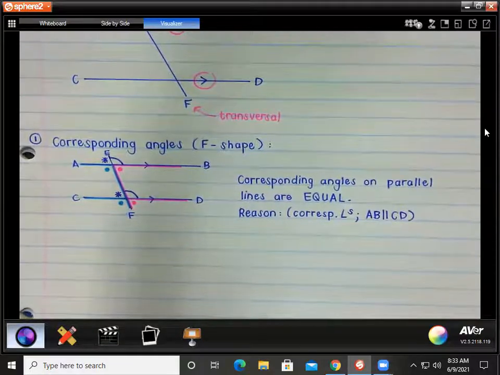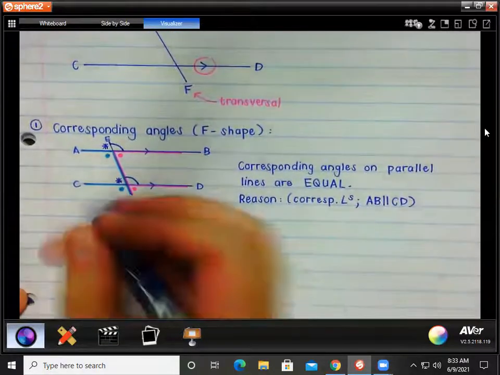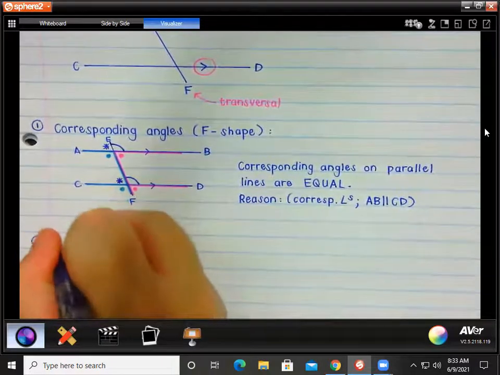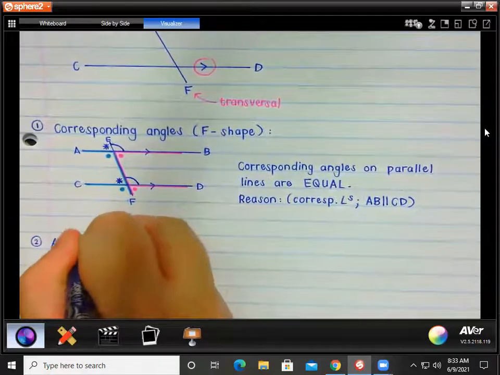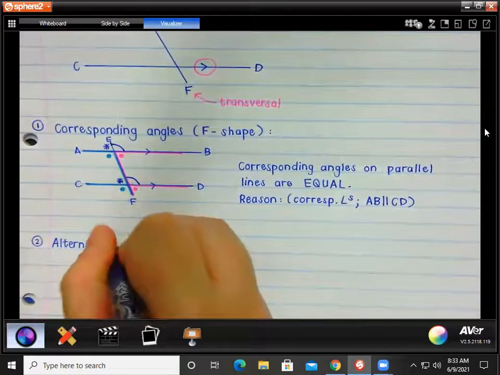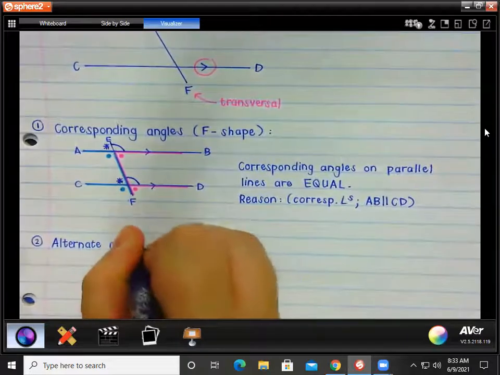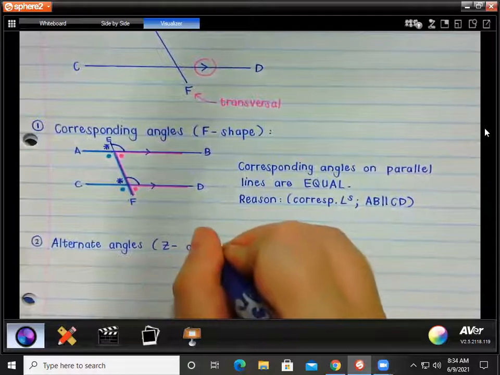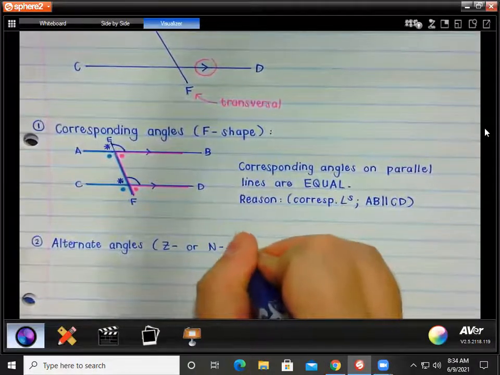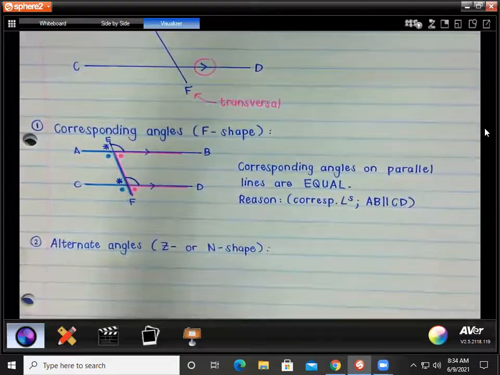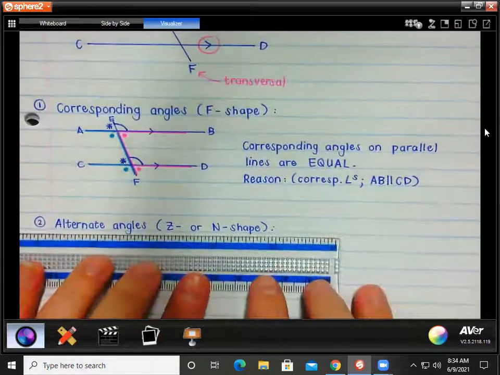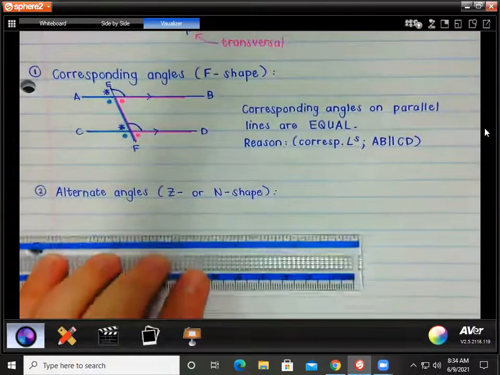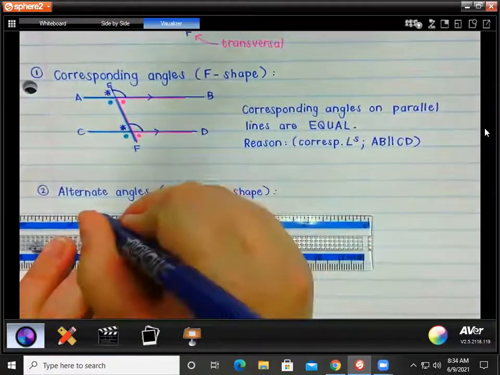Okay, corresponding angles. All right, the second type that we're going to look at is where we have alternate angles. And for alternate angles, we're going to look for a Z or an N shape. All right, I'm going to draw that same diagram again, but then I'm going to draw a different one next to it.